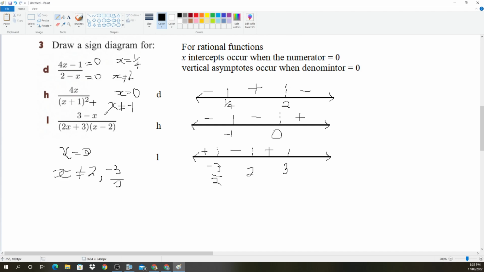And the final one is, so I take something like 4. That would be negative on the top. That would be positive here and positive there. Negative divided by two positives is still a negative. So that's how you do those sign diagrams.